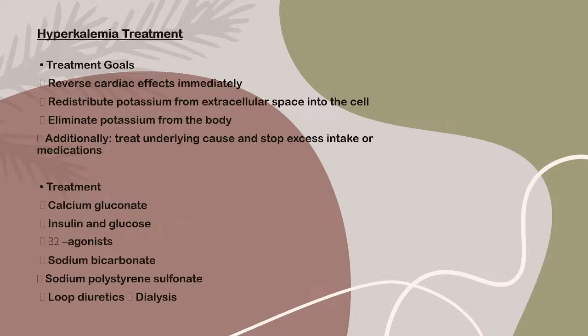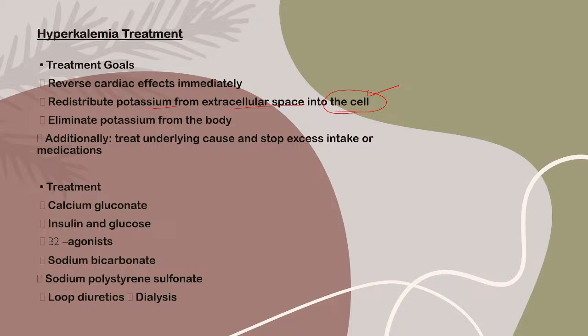So next we would be discussing the treatment of hyperkalemia. Goals are to reverse cardiac effect immediately, redistribute potassium from extracellular space into the cell, as there is more inflow, and then eliminate potassium from the body. Additionally, we will treat the underlying cause and stop excess intake of medication. All right, so we will see the cause and we will treat it.